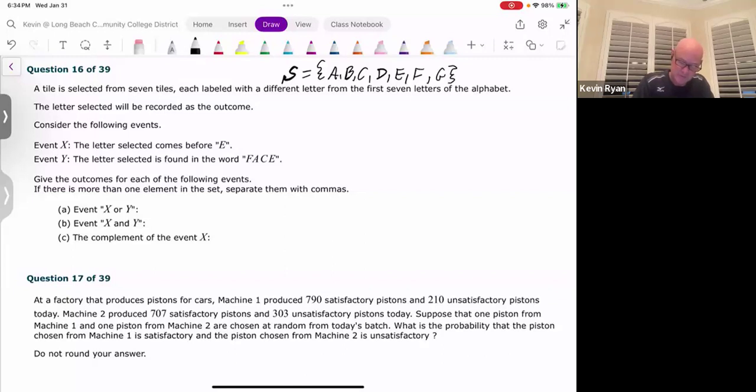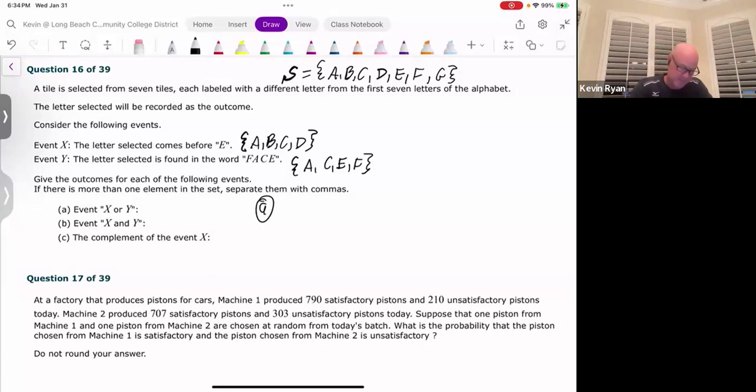One, two, three, four, five, six, seven. Okay, so that's our whole sample space there. Event X is the letter selected comes before E. So event X is A, B, C, and D. Event Y is the letter selected is found in the word face. I'm going to rewrite this in alphabetical order. There we have it.